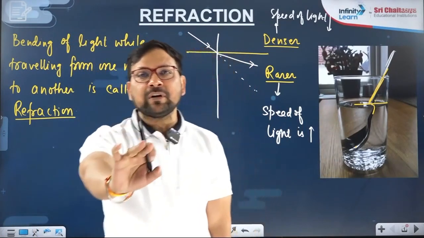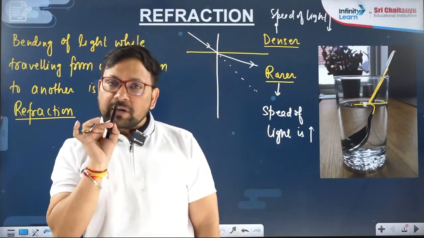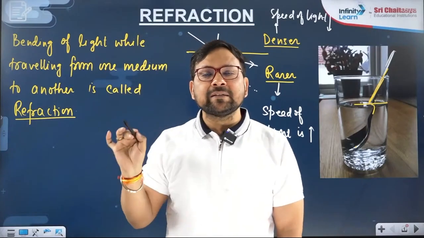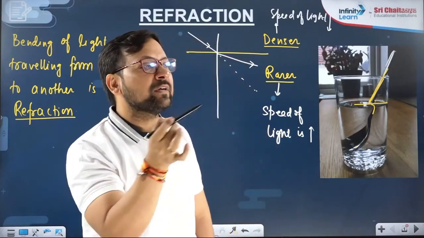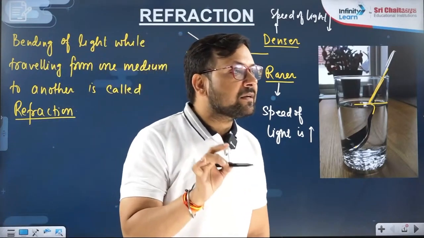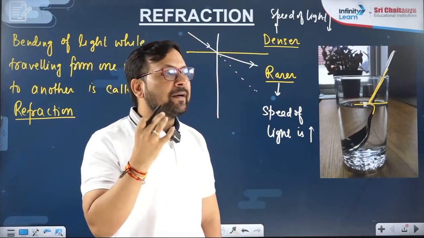My question, have you heard, all of you? My question is very simple. Who decides for a wave, either sound wave or light wave, that a particular medium is rare or denser? And the answer is not material, beta. Answer is speed. We will decide according to speed.